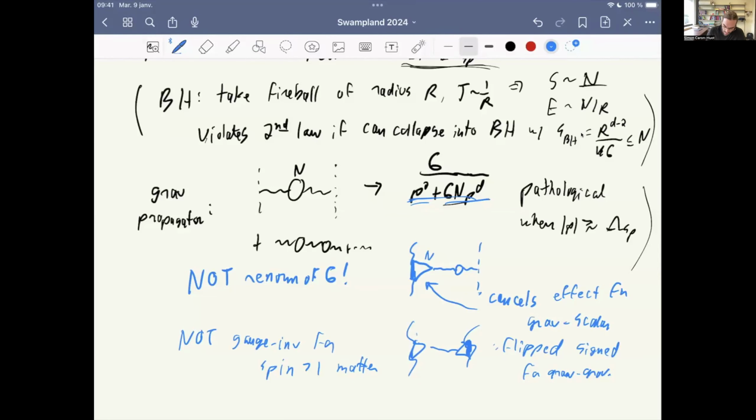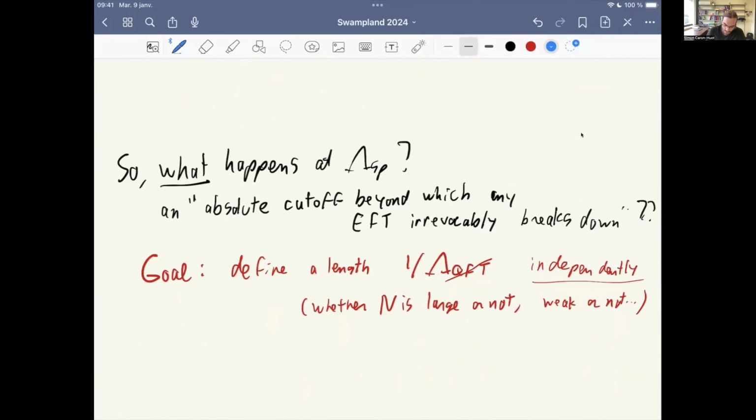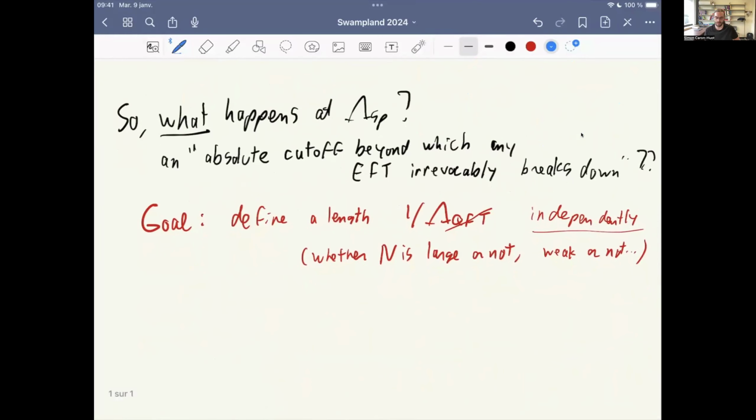And that would be our main question. So what happens at this species scale? And many words have been said about the species scale, apart from the fact that things we know and love break down there. So it's being characterized as an absolute cutoff beyond which any EFT irrevocably breaks down. Okay, I'm gluing together many quotes into one ominous sounding sentence. And our goal will be to try to make that precise and quantitative.